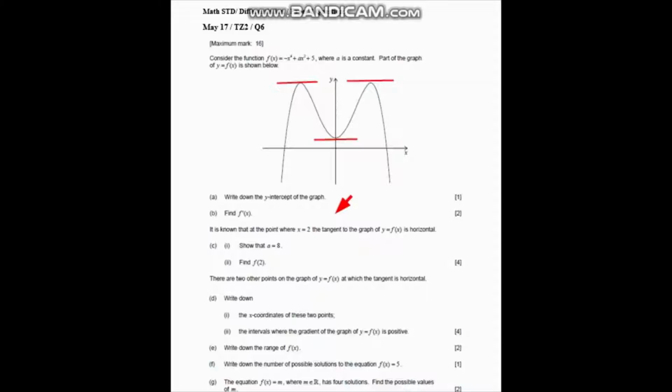So whenever you are told the slope is 0, or the tangent is horizontal, or a horizontal tangent, anything of this sort, you should understand that you are talking about a turning point or a stationary point. And the key feature of stationary points or turning points is that f dash of x equals 0 at these points, because the slope is 0. So what we deduce is that when x equals 2, f dash of x shall equal 0.